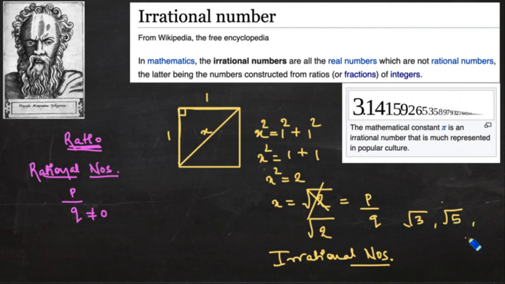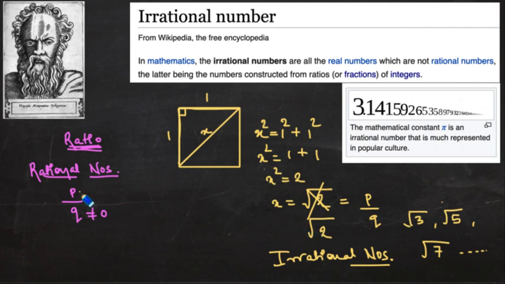So all these square roots of numbers which are not perfect squares, for example, square root of 3, square root of 5, square root of 7, all these came under the category of irrational numbers because it was not at all possible to express such numbers in terms of p by q. That's how we started with irrational numbers. The irrational numbers are all the real numbers which are not rational numbers. Very simple definition. Any number that cannot be expressed as a rational number is irrational.